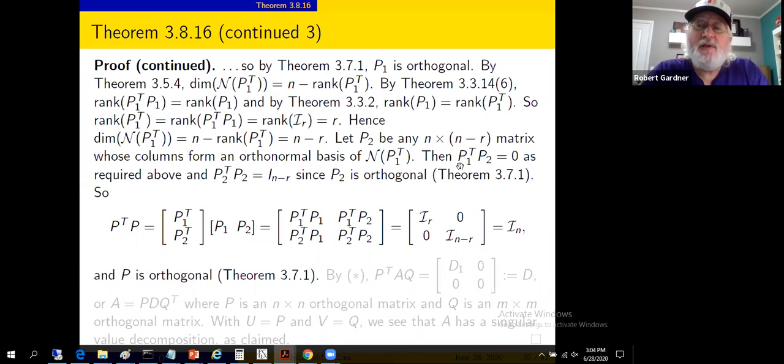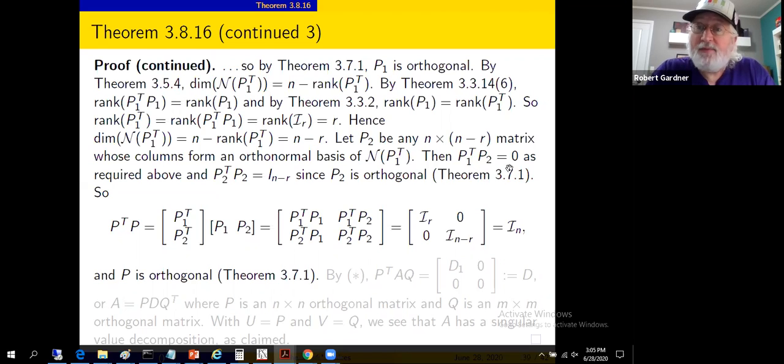What happens when I take one of the columns of P2 and multiply it on the left by P1 transpose? What does P1 transpose do to things in the null space of P1 transpose? Maps them to 0. So P1 transpose maps the first column of P2 to 0. P1 transpose maps the second column of P2 to 0.